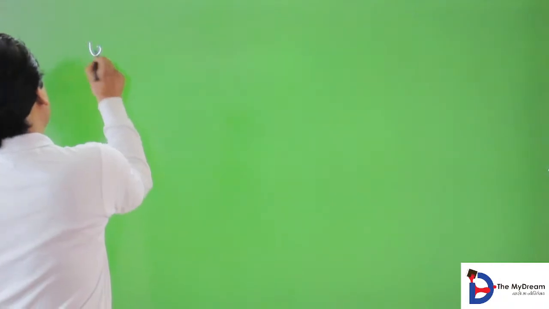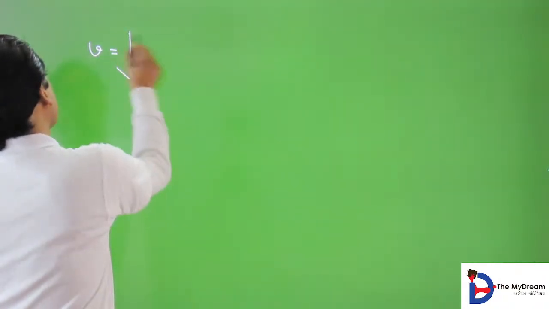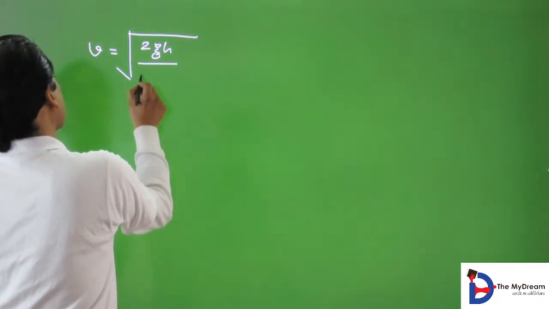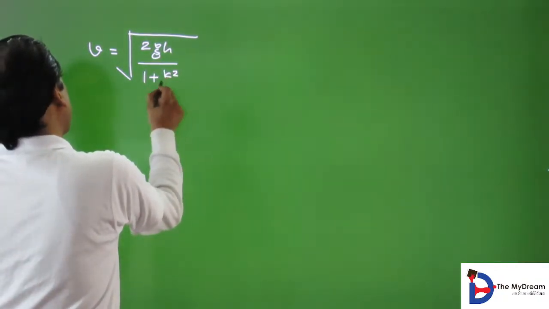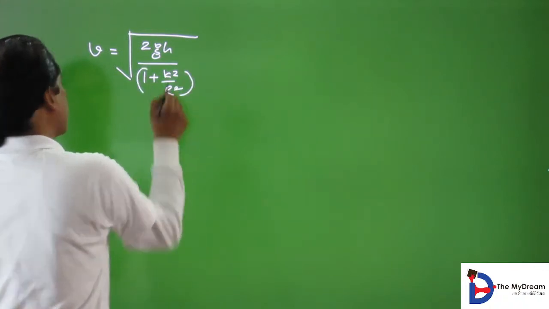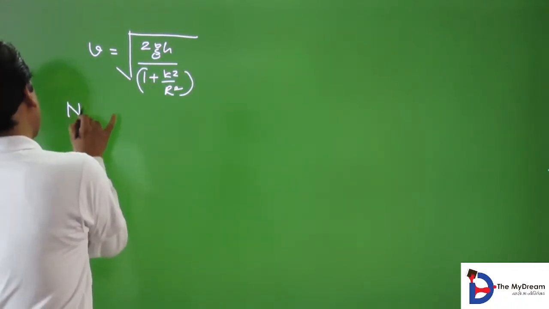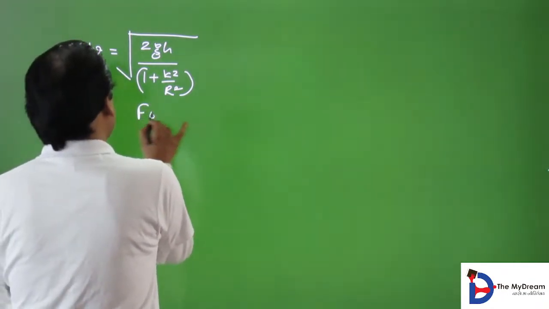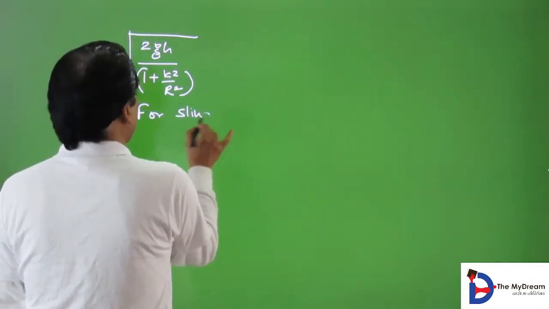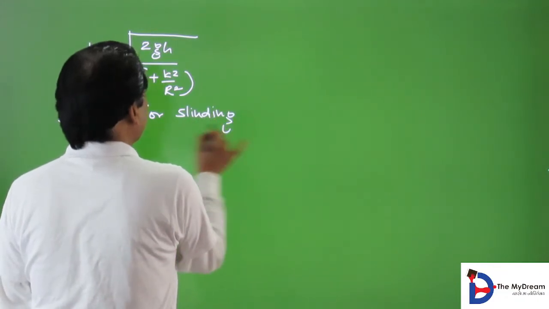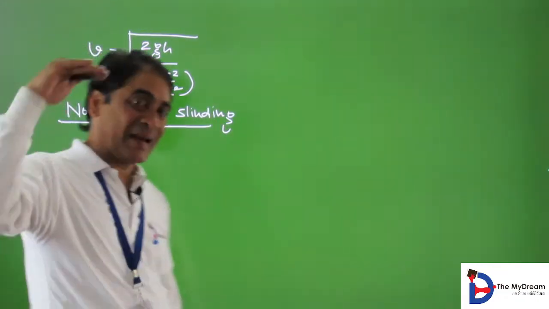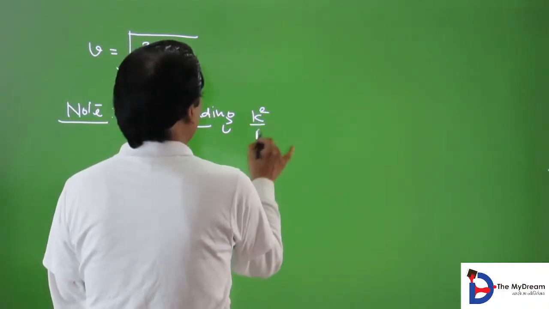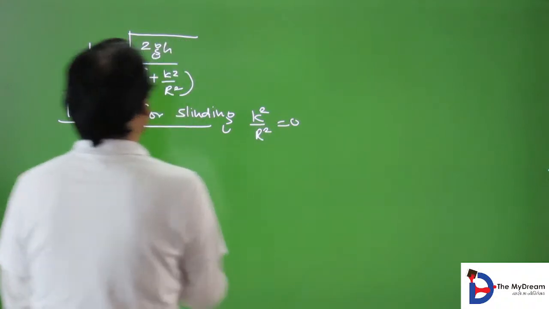As you got, V is equal to under root 2gh divided by 1 plus k square by r square. Let me write one more note. For sliding, if the object is sliding, then k square by r square is equal to 0.